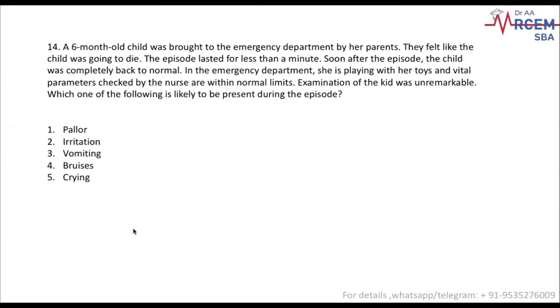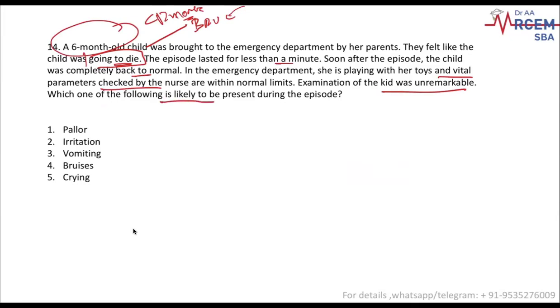A 6 months old child was brought to the emergency department by her parents. They felt like the child was going to die. Whenever they say going to die, start thinking of a BRUE. 6 months old fits into the category of less than 12 months, which lasted for less than 1 minute. Soon after the episode, the child was completely back to normal, which again fits into BRUE, brought to the emergency department, playing with the toys, vital parameters normal. Examination was unremarkable.